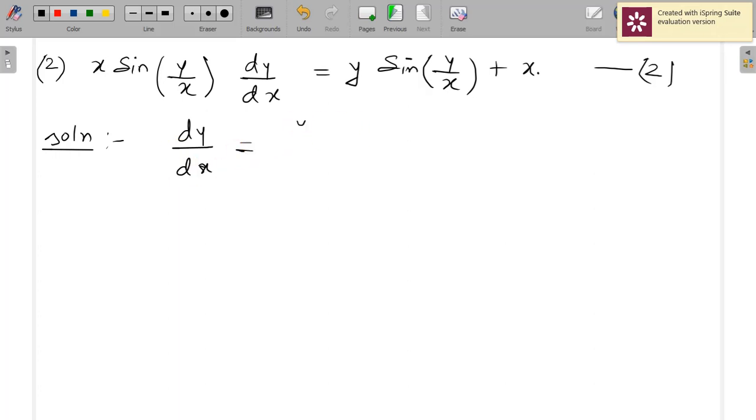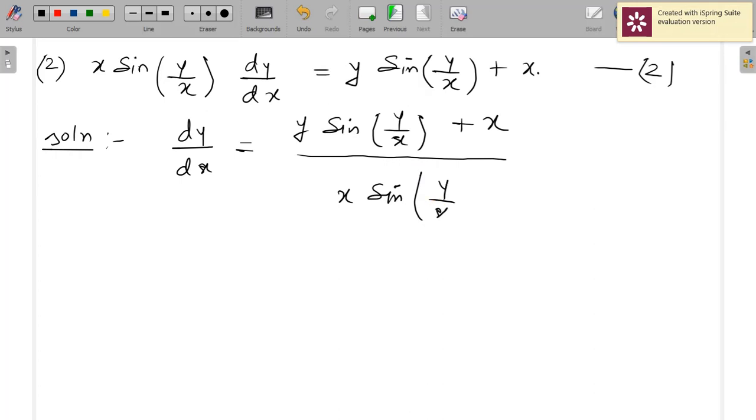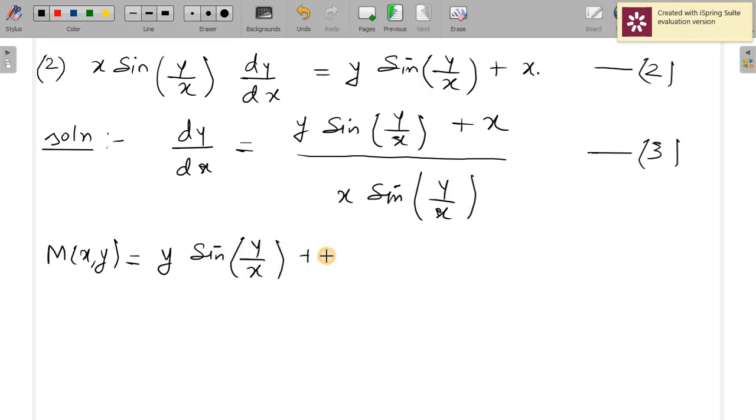So in this case it is same as y sine of y by x plus x, the whole thing by x sine of y by x. Okay, so we need to check whether the given differential equation is homogeneous. So for that, let me call this as 3. For that, if I call m as the numerator, y sine of y by x plus x, and n as x into sine of y by x, I need to check whether they are homogeneous.